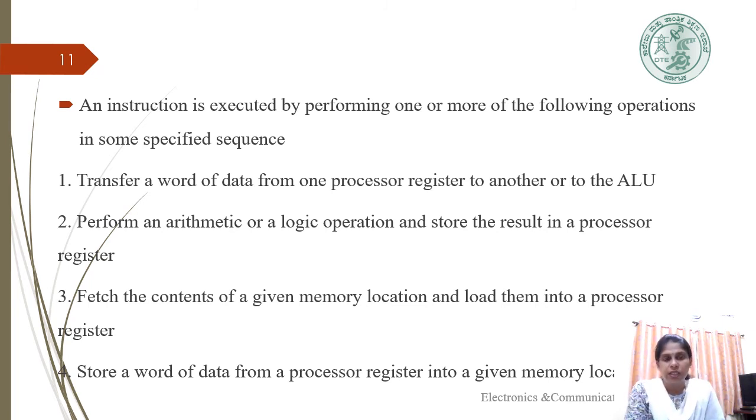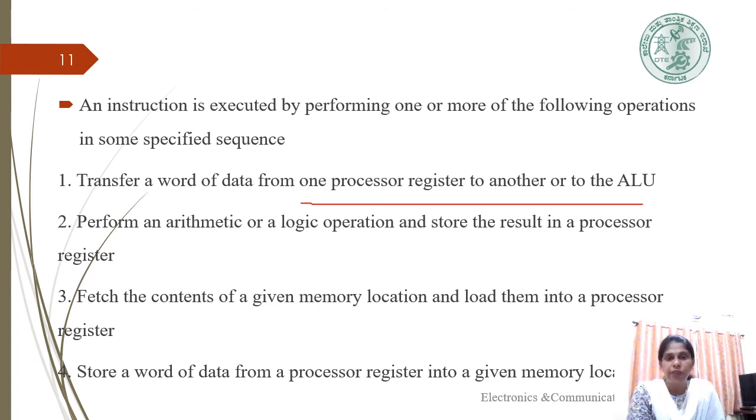Here we are going to consider, if the processor wants to perform any particular operation, what are the different operations it can perform. Based on that, here we mainly consider four different operations. One is to transfer a word of data from one processor register to another or to the ALU. This corresponds to operations which take place within the processor.